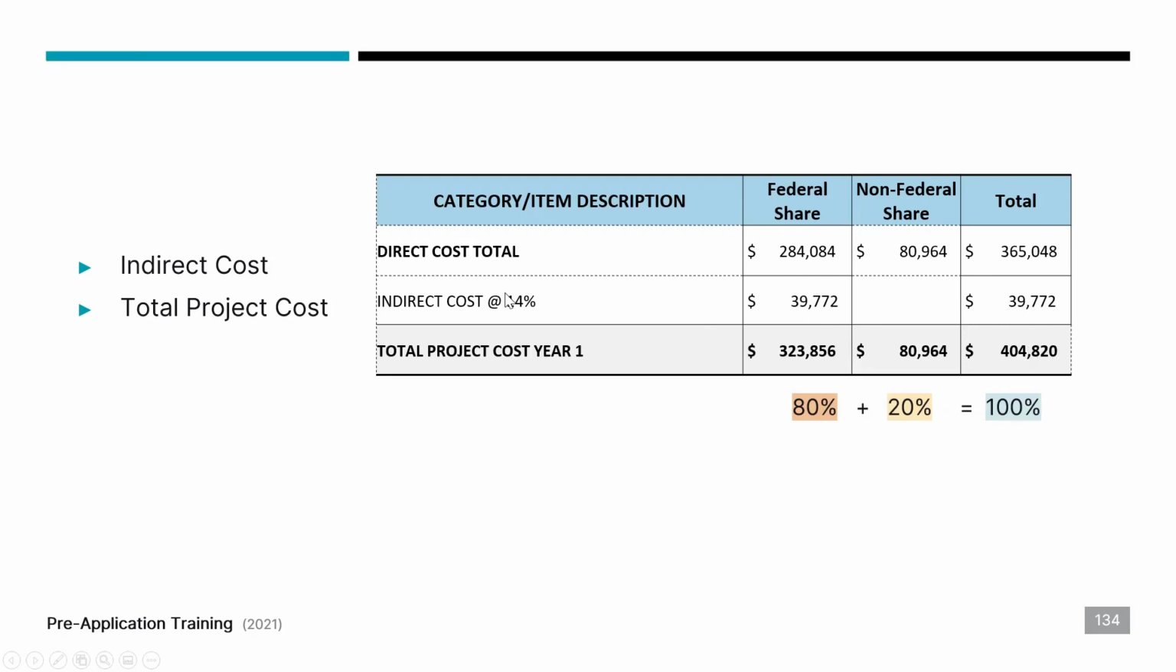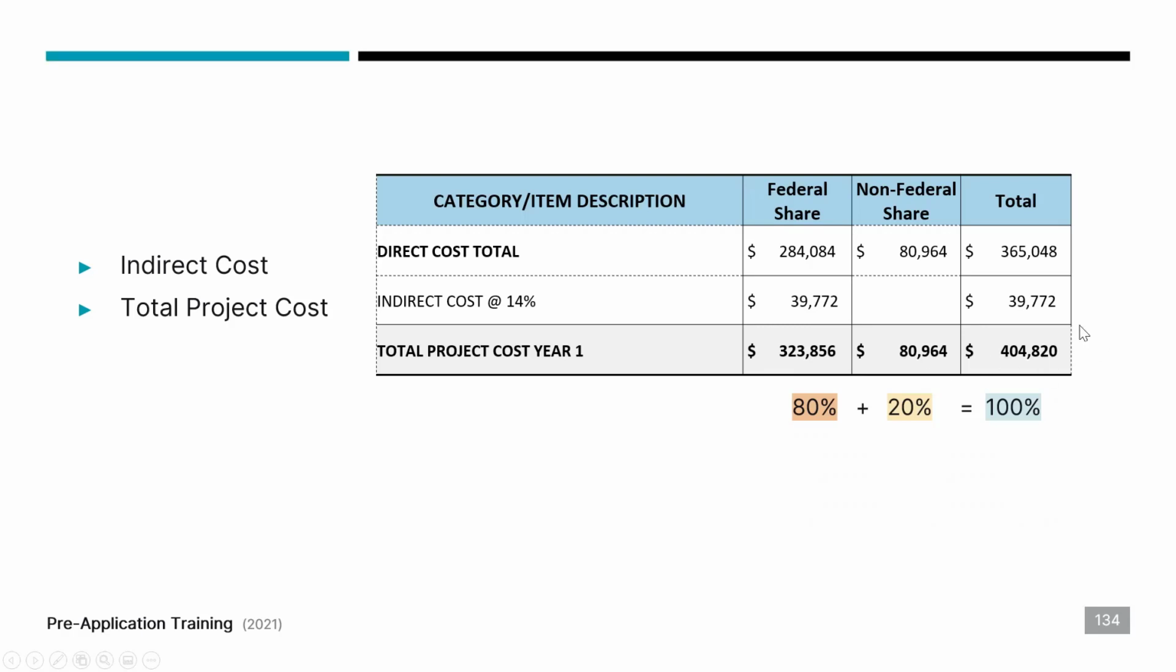And we'll get to that in a second. The indirect cost is, we're assuming that this is a tribal organization with the indirect cost rate set at 14%. So this is 14% of 284. So this is the total federal share request at $323,856. The non-federal share is a total of $80,964.